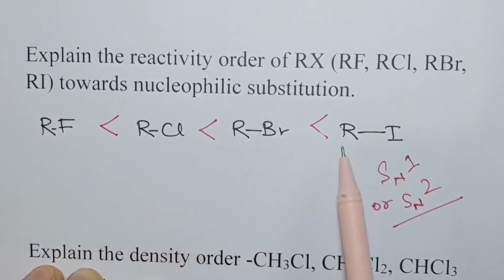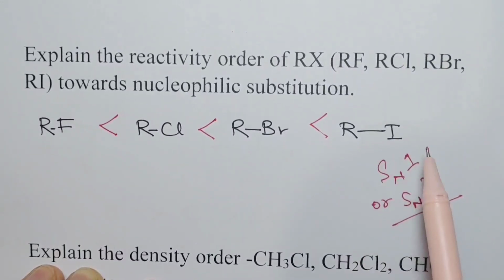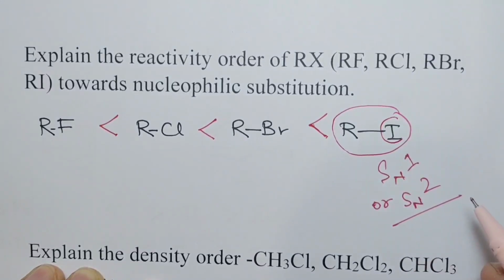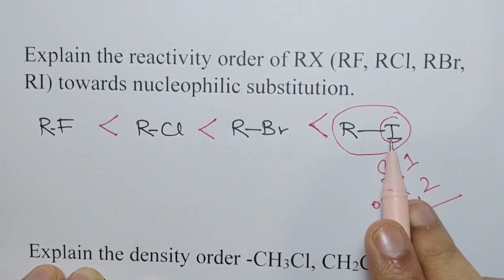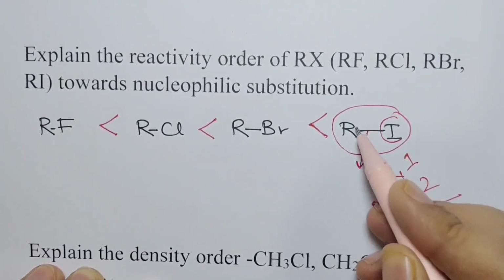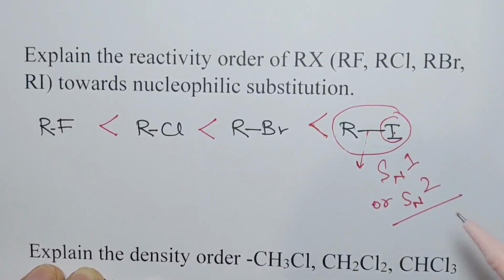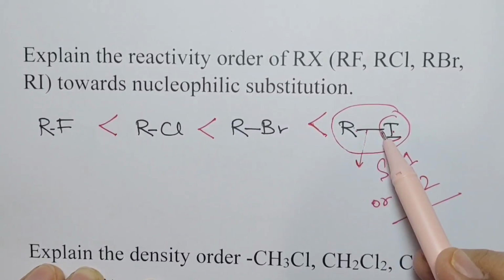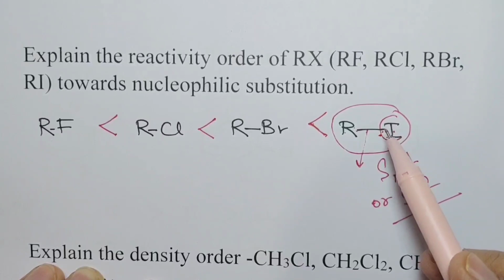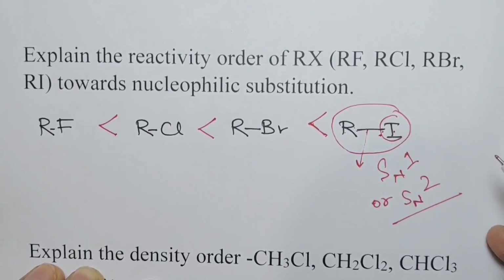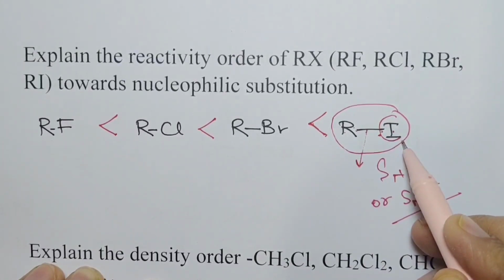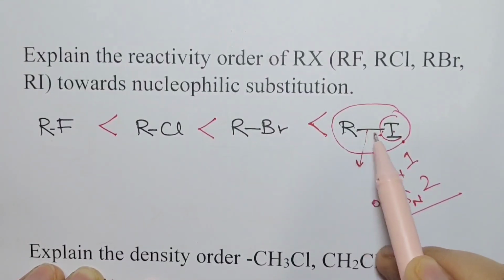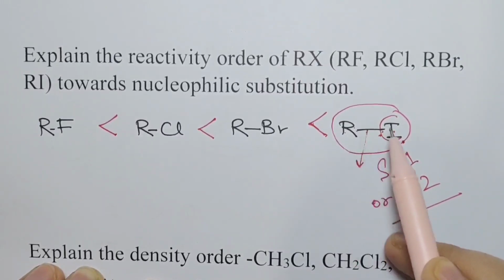Now our R group is same in all of them, only the halide is different. So here in RI, our iodine is the largest atom. Out of all the halogen atoms, iodine is largest. Therefore, the bond length between carbon and iodine is the longest. And whether SN1 takes place or SN2 takes place, halide ion has to leave. So if the carbon-halogen bond length is longer, it's going to be easier to break it, right? So that is why RI will have the highest reactivity towards nucleophilic substitution, whether it's SN1 or SN2, owing to its long bond length, therefore weaker bond, therefore easy to break.